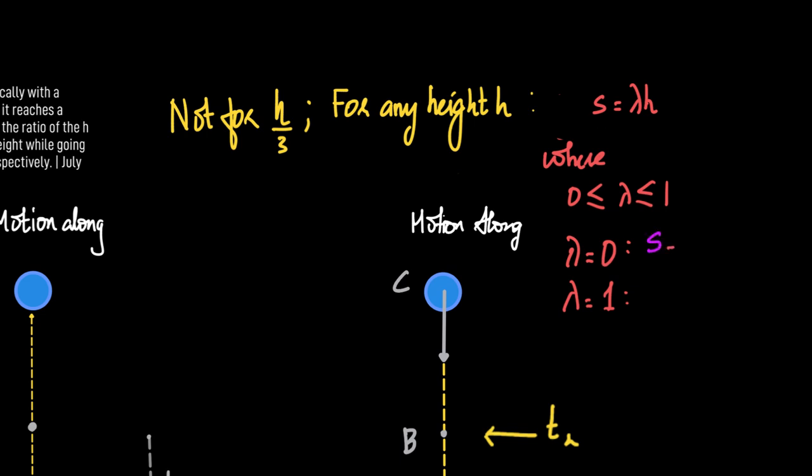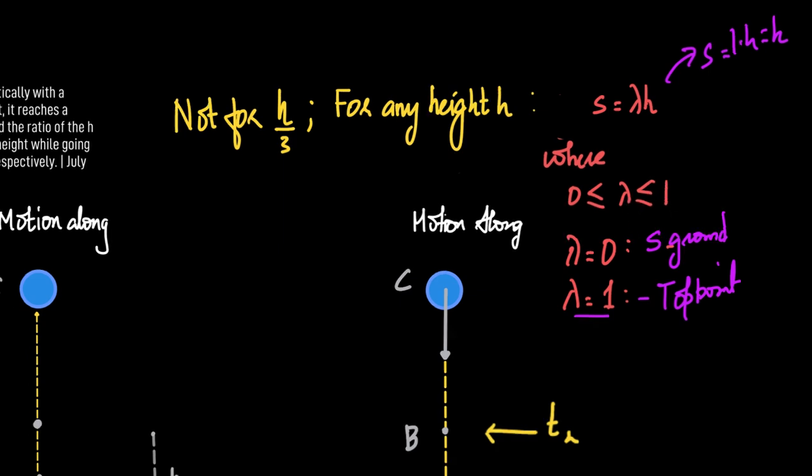Corresponding s is equal to 0, which means it is at ground. When lambda is equal to 1, s is equal to 1 into h, which is equal to h, which means lambda equal to 1 gives the topmost position or the top point. Does that make sense? What is lambda? The value of lambda will be 0 less than or equal to lambda less than or equal to 1.